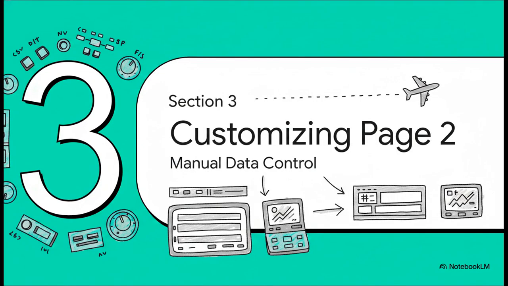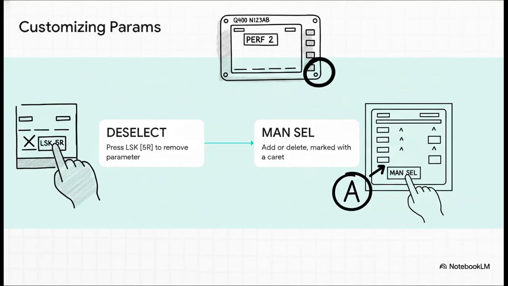Now let's move into Section 3, Customizing Performance Page 2, and see how this all builds. This is where we get into manual data control and tailoring the FMS to your exact needs. So, Page 2 displays your aircraft ID along with manually selected data. If you want to remove a parameter, you just use the deselect key. That's the left line select key, followed by LSK5R.